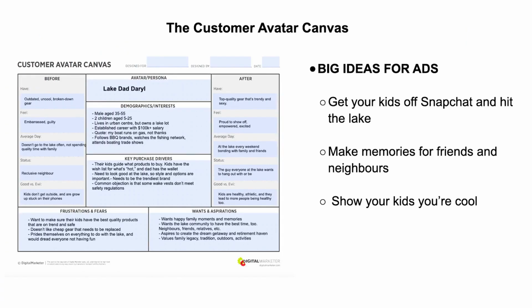For our big ideas, we have 3 listed here. So we could be creating messaging that says, get your kids off Snapchat and hit the lake. It's as simple as that, right? That's going to speak to that average day. It's going to speak to that good versus evil state. Another idea we have here is make memories for friends and neighbors. And the last idea we have here is just show your kids that you're cool. So these are 3 big ideas that we pulled from the customer avatar canvas.